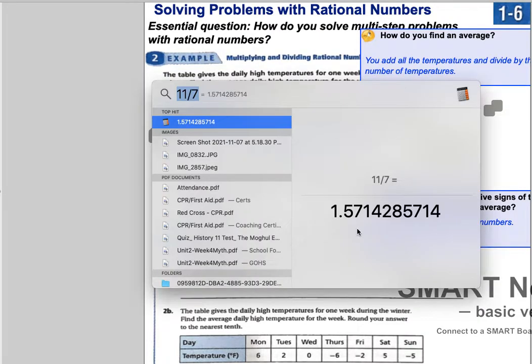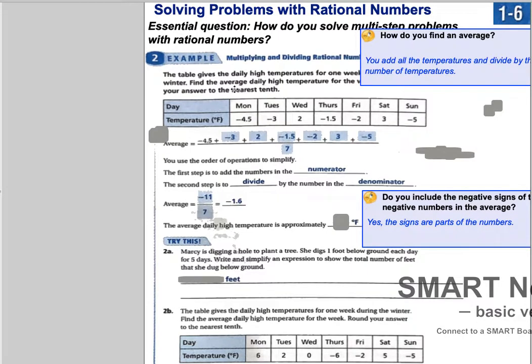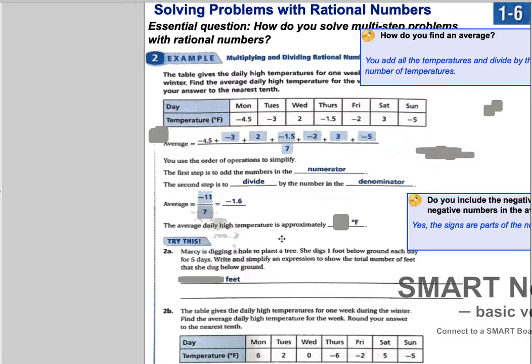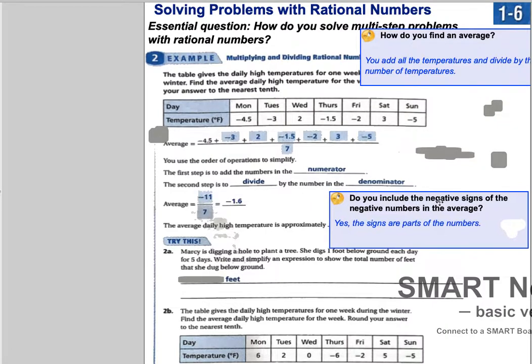Why again? We rounded that. So that hundredths place will actually elevate the tenth, so it becomes 1.6, that nearest tenth. So the average daily temperature was negative 1.6 degrees Fahrenheit, so below when water freezes, which is totally possible. You can have temperatures below 0. So the question I have for you is, do you include the negative signs of the negative numbers in the average? Yes, you would include those. Those are a part of the numbers. That's what they mean.